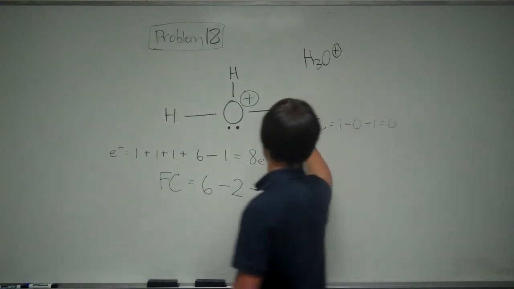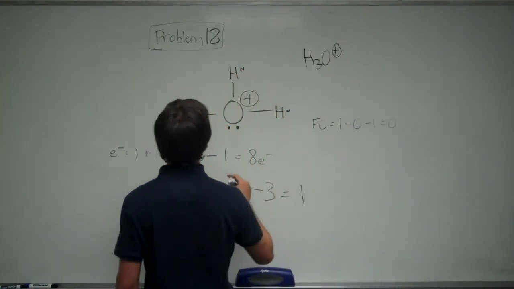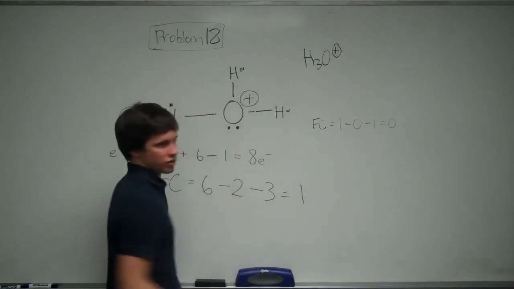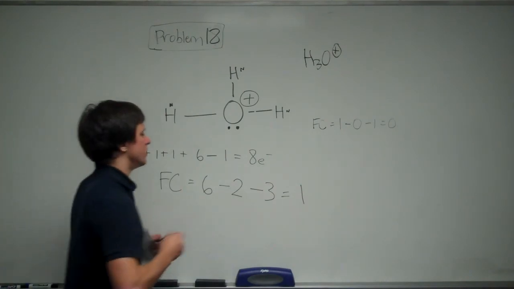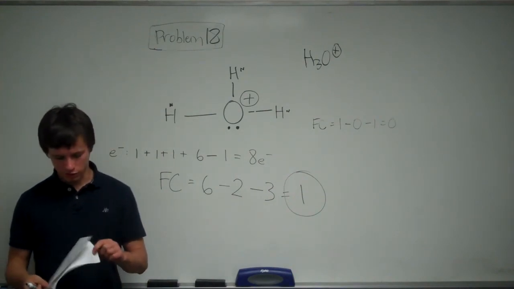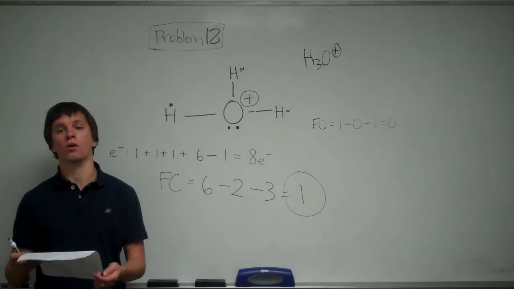So this is a neutral hydrogen, this is a neutral hydrogen, this is a neutral hydrogen. So 0 plus 0 plus 0 plus 1 equals 1, which is the formal charge of the overall compound. So yeah, the answer is plus 1, and that corresponds to answer choice 4 on your test.